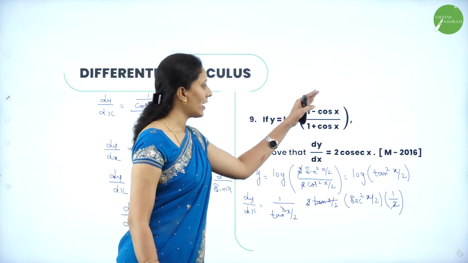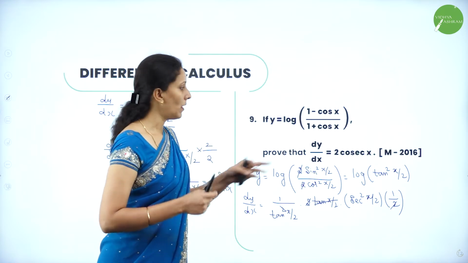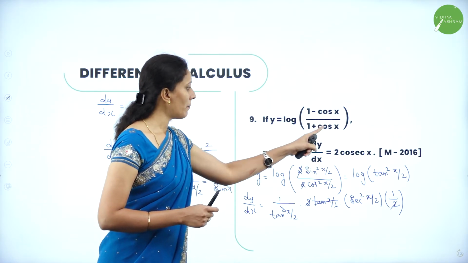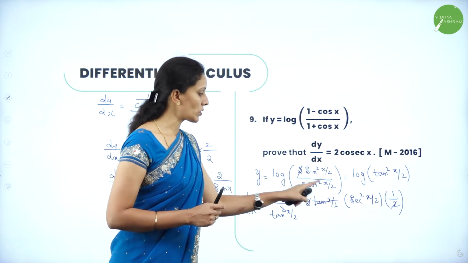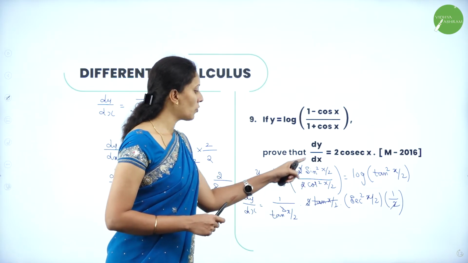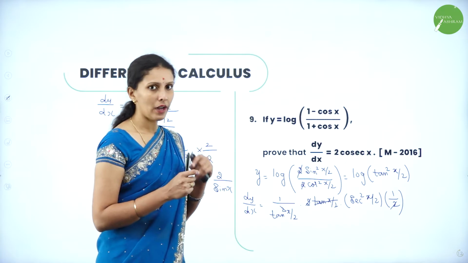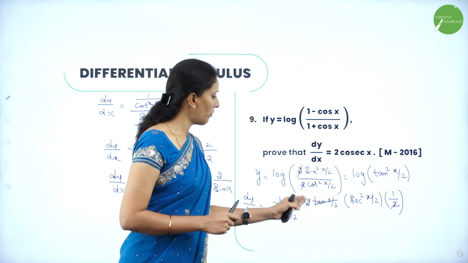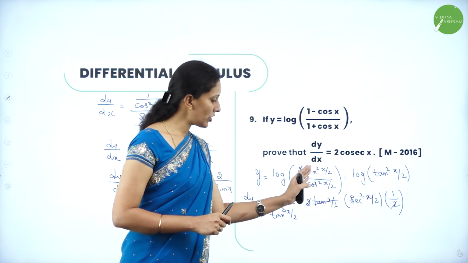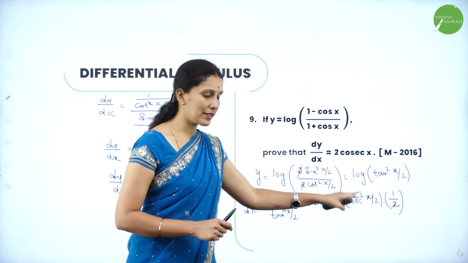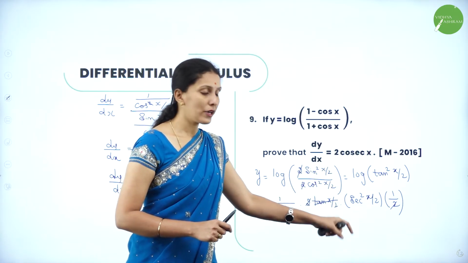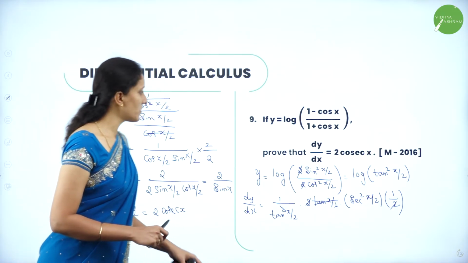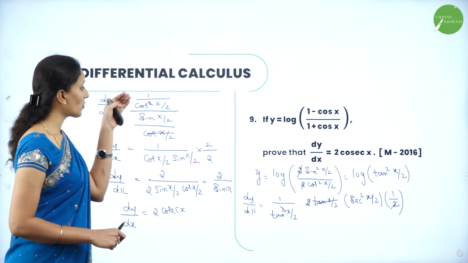So here again using the half angle formula, 1 minus cos x can be written as 2 sin square x by 2. 1 plus cos x can be written as 2 cos square x by 2. Cancelling 2 we get tan square x by 2. Now deriving it, log of x is 1 by x, square in the form of 2x. Again differentiating tan x by 2, we get secant square x by 2. x by 2 differentiation is 1 by 2. So cancelling the common terms, we are left with secant square by tan.